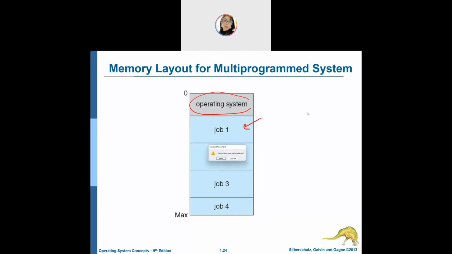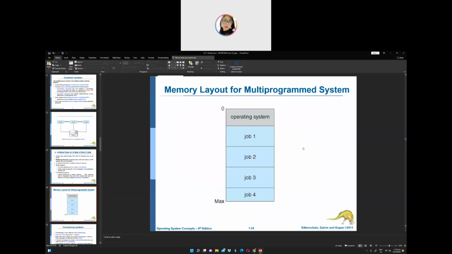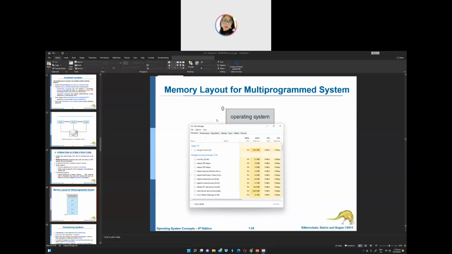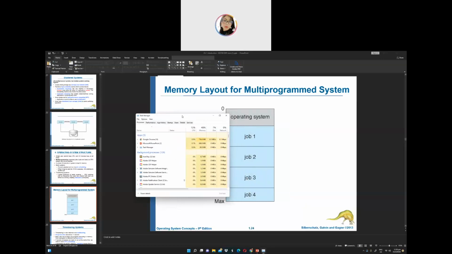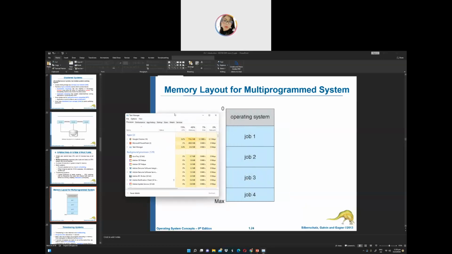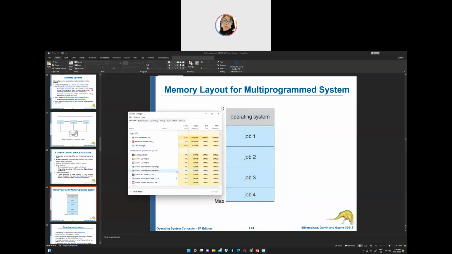Okay, let me try to open it. This is, I think, what you normally look at for your task manager. I have several tasks. Basically, I just run 3 programs here: Google Chrome, Microsoft PowerPoint, and the task manager itself. So this is job 1, job 2, job 3, job 4.